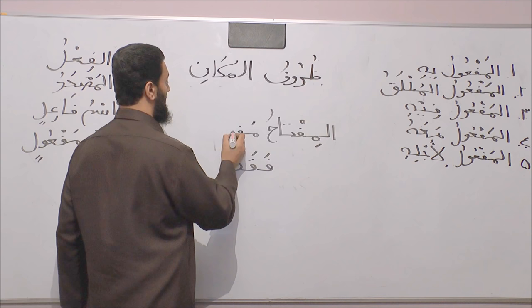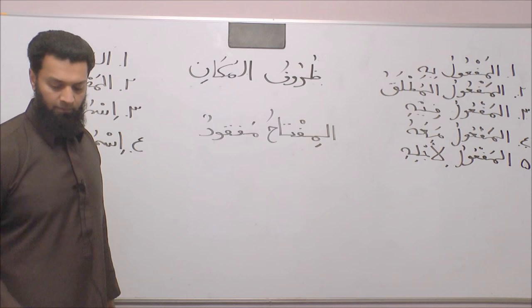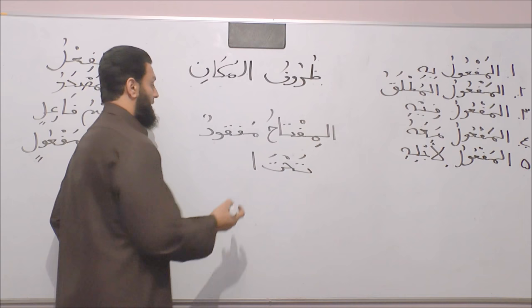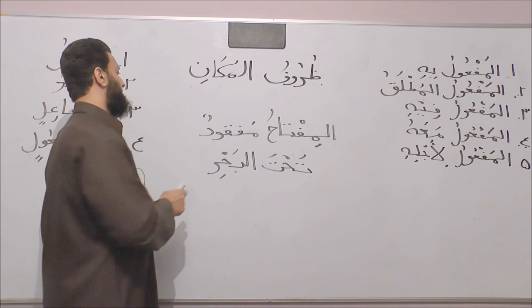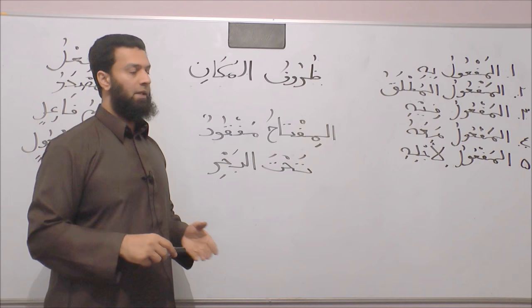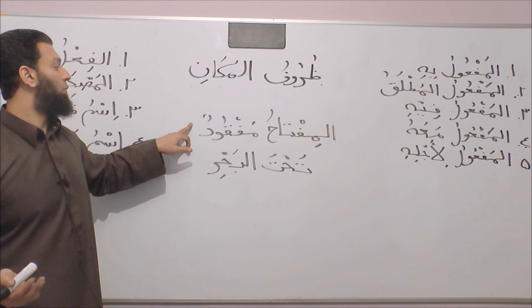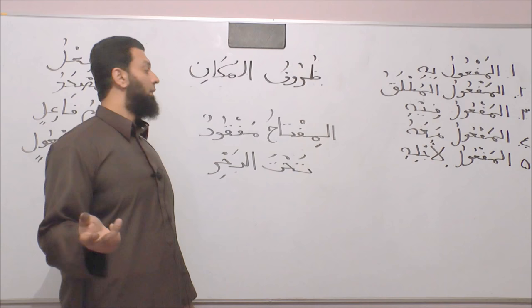Mafqudun. Under the water. Tahta. Oh, you could say under the sea. Yeah, that's good. Tahtal bahri. Al-miftahu mafqudun tahtal bahri. Again, tahta is al-maf'ulu fihi. But the 'amil here is said to be what? Mafqudun. Mafqudun is what is causing tahta to act as al-maf'ulu fihi. What does mafqudun mean? Just lost? Yes, lost.